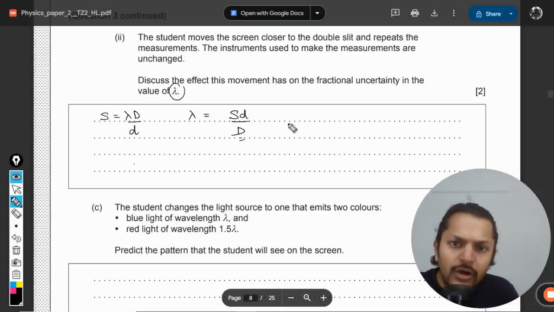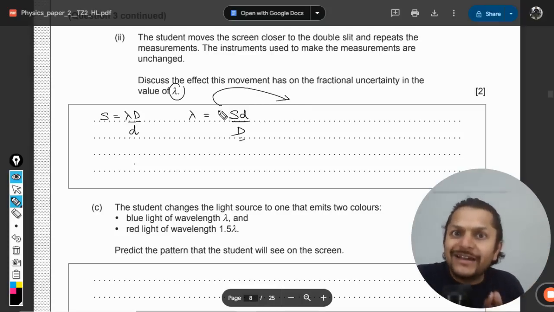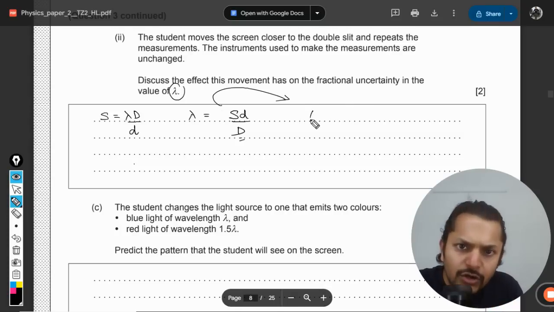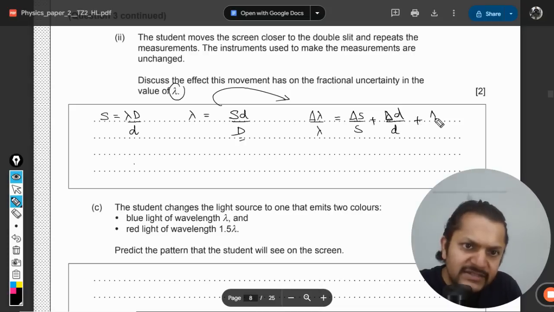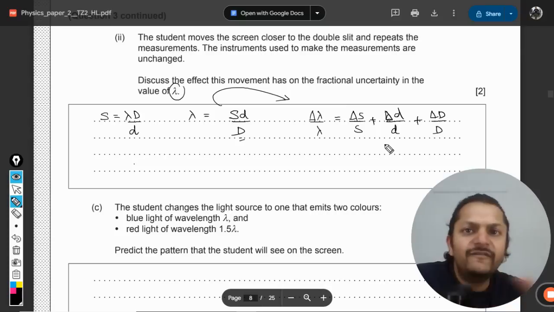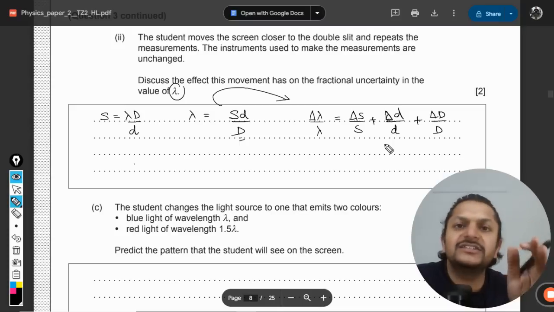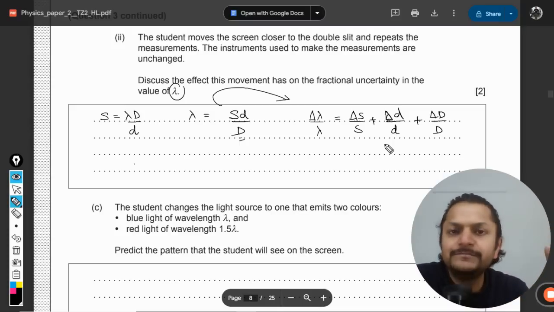But anyway, this can be used to create an uncertainty equation. We have been using the propagation of error in that topic, if you remember. So this equation will be delta lambda by lambda is equal to delta s by s plus delta small d divided by small d plus delta capital D divided by capital D. The first point that I want you to note is everything is added. We are not subtracting the denominator. We're not subtracting anything. All the fractional uncertainties of all the variables involved have been added.